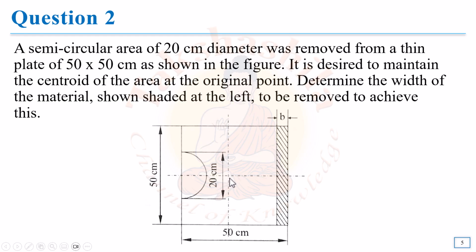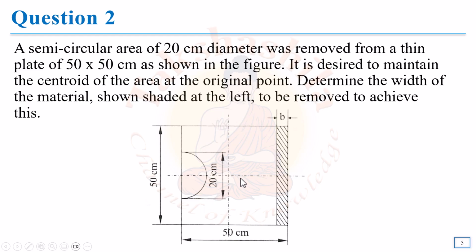So what obviously will we need to do for that? We have to remove some area from the right side also, and that is what is asked here. Determine the width of the material shown shaded at the left, on this side, to be removed to achieve this. So what they are asking is, to compensate for this cutout and to ensure that the initial point of centroid remains here itself, we want to remove some area from the other side. The width of this section has to be found out. So they are asking how much should be the value of B, so that the centroid which got shifted to this side will come back to the original location.